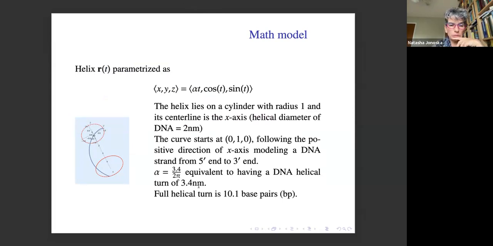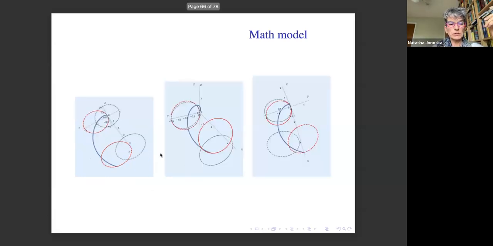I will not go through the details. I just want to show you that you start with the standard helical curve, and then you rotate the helical turn in a way such that the curve starts and ends on the same axis, right? And the cylinders start from here, move to there.